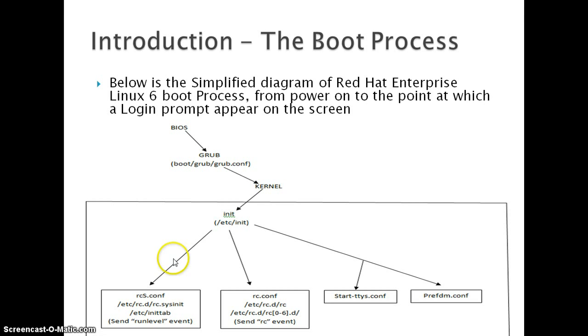Here in the diagram I have explained a little bit about the files responsible for each process. For grub, it's /boot/grub/grub.conf, which is the responsible file for the grub process. Then after the kernel comes init, and the main file which is triggered when the init process starts is /etc/init, and through this file each and every other file gets triggered, which we are going to learn further in this tutorial.